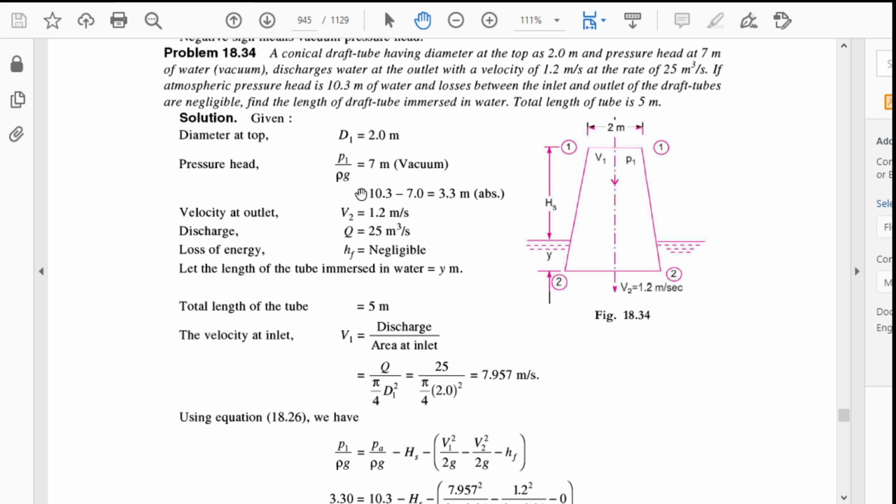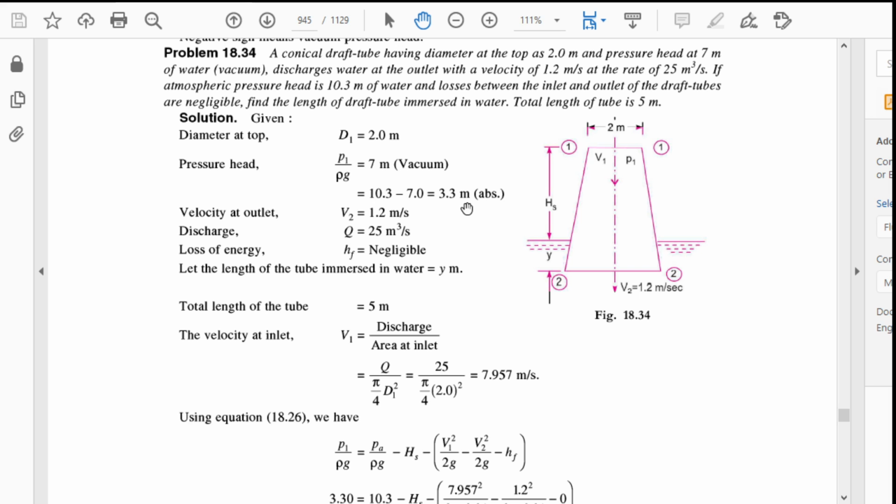pressure head P1 upon rho g, we can find out the actual value of your pressure head by subtracting 10.3 minus your pressure head. Okay, so 3.3 meters absolutely will be your pressure head at inlet. Now total length of the draft tube they have given as 5 meters.